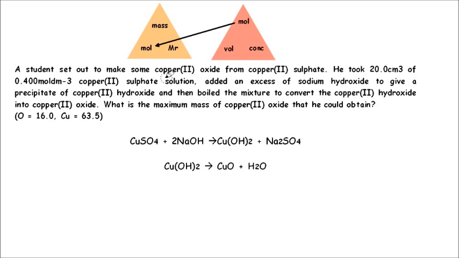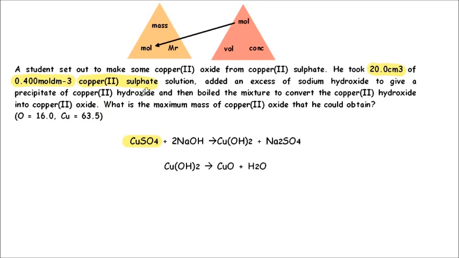So, a student set out then to make some copper 2 oxide from copper 2 sulfate. He took 20 centimeters cubed, so that's a volume, of 0.4 moles per decimeter cubed, that's a concentration, copper 2 sulfate solution, added an excess of sodium hydroxide to give a precipitate of copper 2 hydroxide, and then boiled the mixture to convert the copper 2 hydroxide into copper 2 oxide.